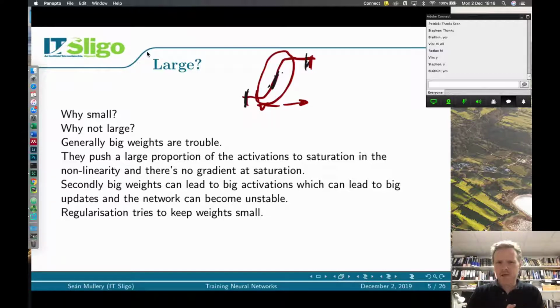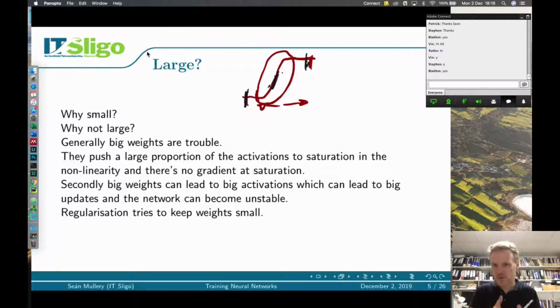Second thing is, big weights can lead to big activations, which can lead to big updates, and the network can become unstable with this as well. If you have big weights, you can make changes very quickly, because you have whatever size gradient multiplied by the size of the weight that's already there, because remember, you're always taking a proportion of that, and you can end up very quickly getting out of control. If any of you have ever done control systems, you'll probably be aware that when you set your poles, if they're bigger than a certain amount, you can have a situation where it quickly gets out of control.